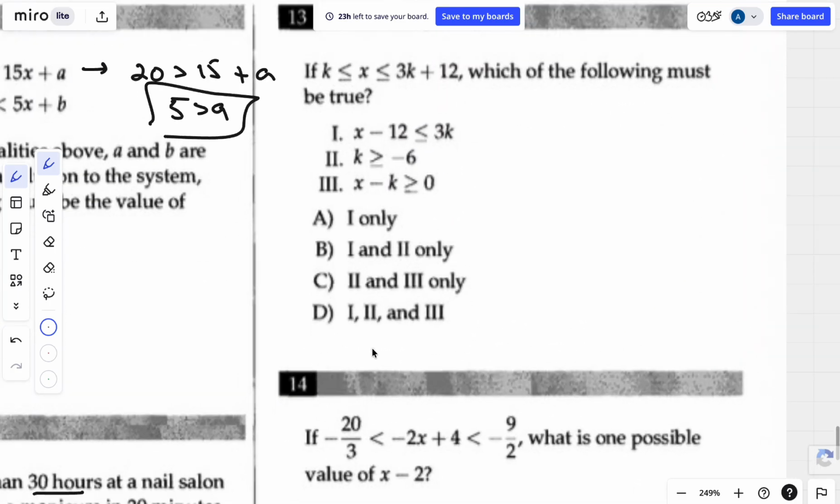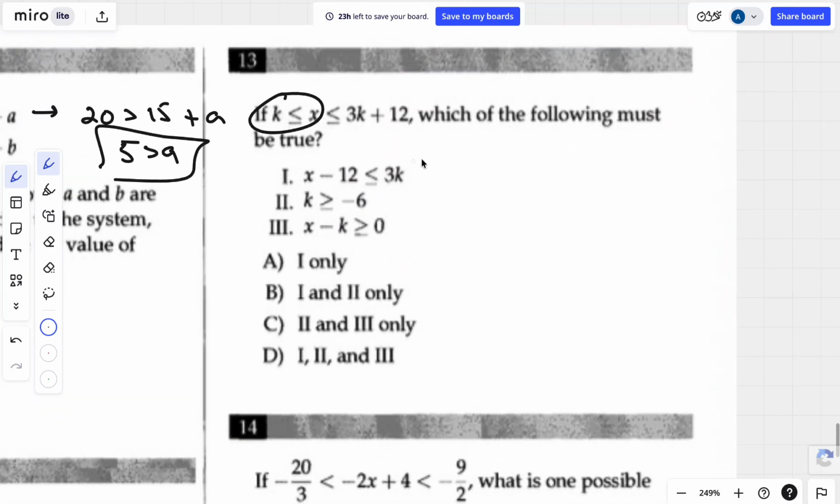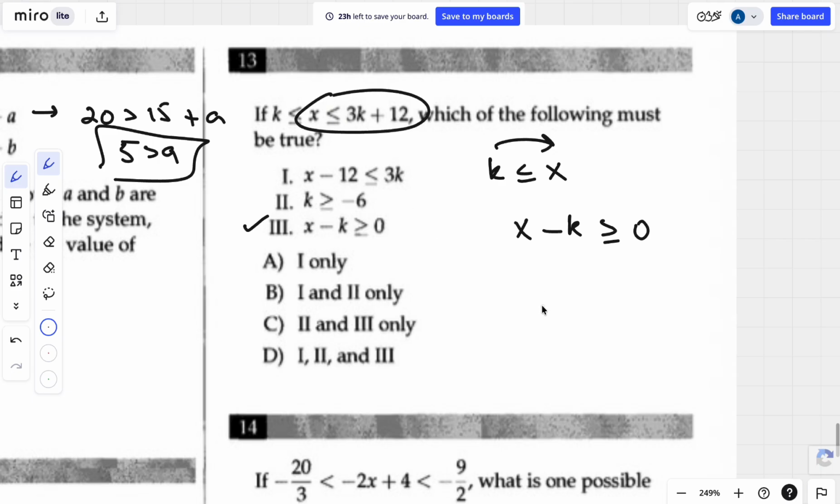Question 13. So we'll solve this like this. We'll solve the left side first. k is less than or equal to x. We do have that here in the third one. If I bring k to the right, it's going to be x minus k, and that's going to be greater than or equal to 0, because x is greater than k. So that is correct. Let's look at this. We have x less than or equal to 3k plus 12. Let's say I bring 12 to the left side. That means x minus 12 is less than or equal to 3k. I do have that as well in the first one.